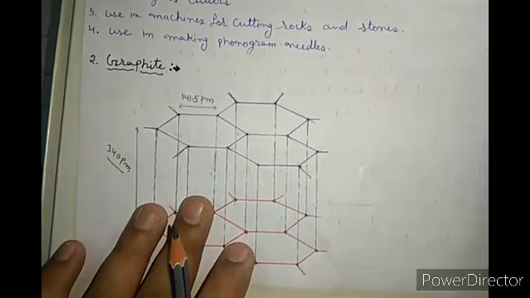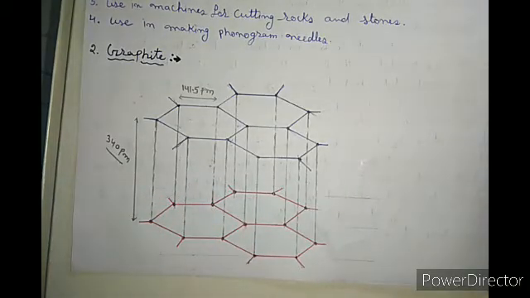Now let us discuss graphite. Graphite is a black colored, opaque, shiny allotrope of carbon.